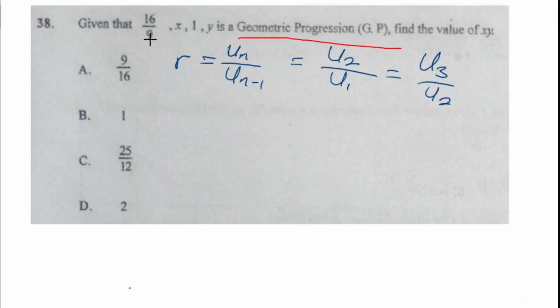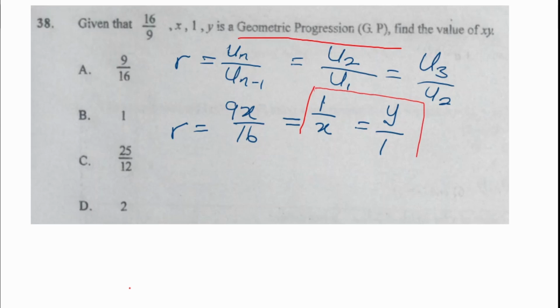So if this is a geometric progression, that means that the common ratio is going to be either x divided by 16 over 9, which when we work it out is going to give us 9x over 16, which should be the same as 1 divided by x, which should be the same as y divided by 1. Any two of them should give us the same thing. I have seen that it will be very easy to pick these two to solve for xy, so I'm going to use these two to solve my question.